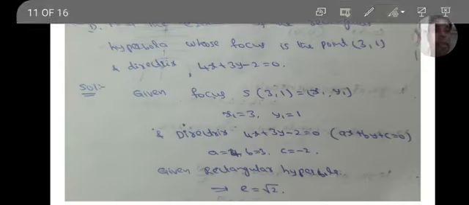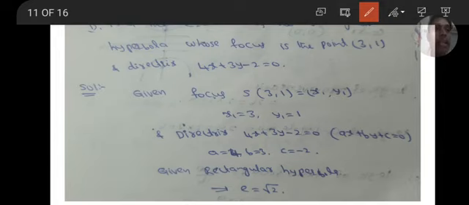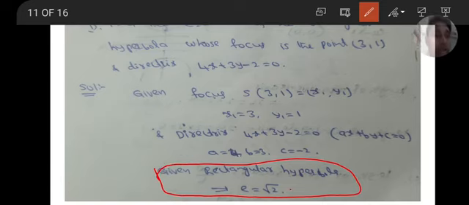Okay, next problem. Find the equation of the rectangular hyperbola whose focus is the point (3, 1) and directrix is 4x plus 3y minus 2 equal to 0. Means we have to find a rectangular hyperbola. What is a rectangular hyperbola? Rectangular hyperbola means whose eccentricity is root 2, means e equal to root 2.